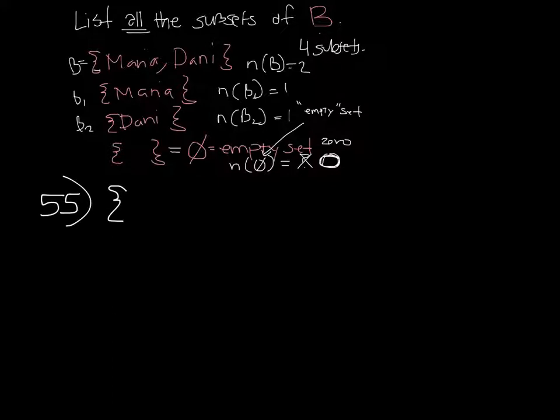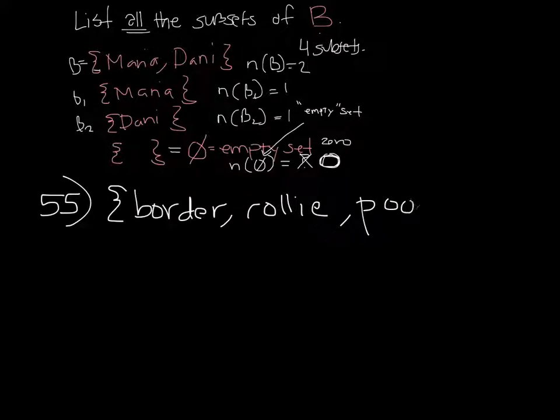Okay, so types of dogs, right? A border, a collie and a poodle. I'm trying to think what a border looks like. I gotta Google it later. And a poodle. I know collie is like Lassie, right? I think. Okay. Anyways, so list all the subsets of the given set.